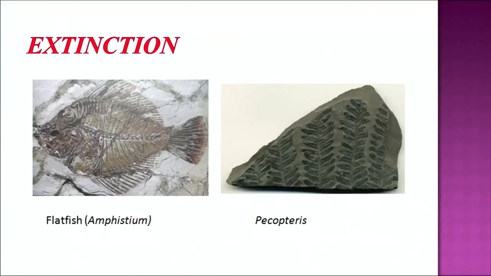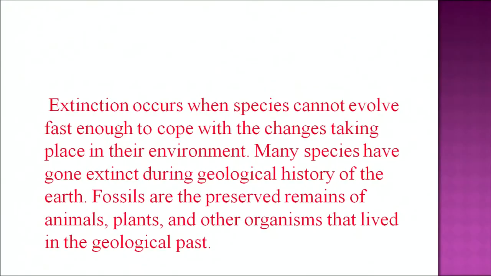This slide shows a flatfish fossil and Peucopteris, again a fossil, which have become extinct. Extinction occurs when species cannot evolve fast enough to cope with the changes taking place in their environment. Many species have gone extinct during the geological history of the Earth. Fossils are the preserved remains of animals, plants, and other organisms that lived in the geological past.